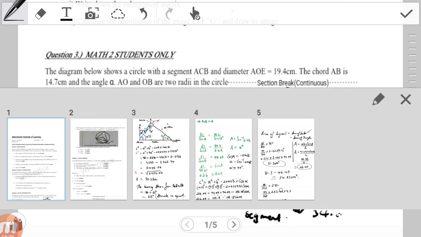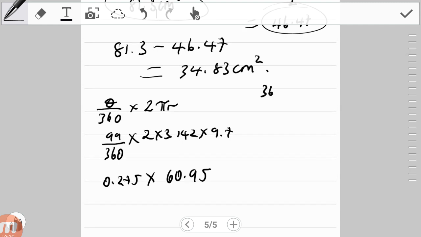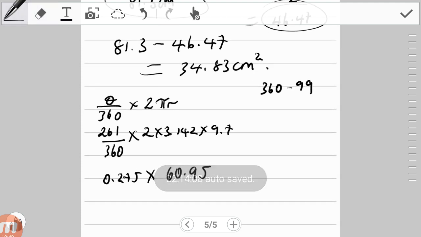So the error that I made here is that the angle should have been, pardon me, 360 minus 99. So that's 360 minus 99, and the angle that we should have been using for theta here is 261. So if we go ahead now and say 261 divided by 360, we get 0.725. So this should have been 0.725.